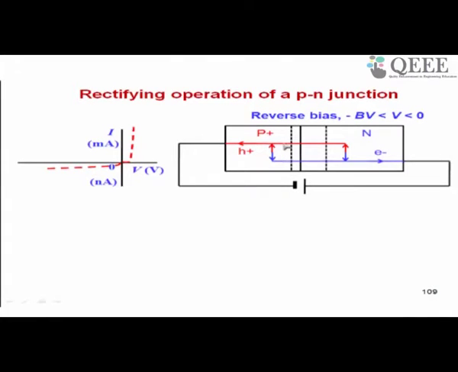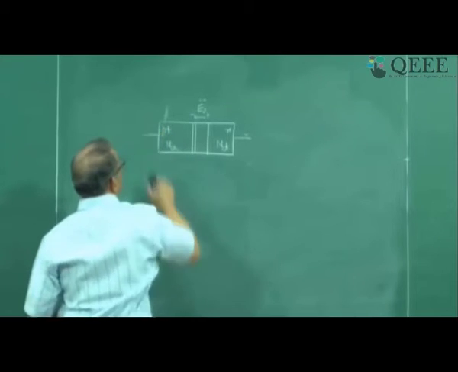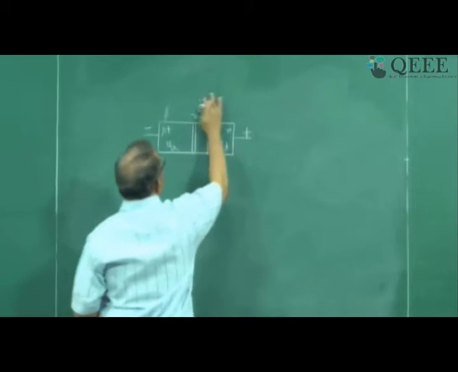Now let us explain why you have generation here in this case. Now the sequence of statements is this: applied voltage aids the built-in voltage, increasing the field in the space charge region. Right? Applied voltage aids the built-in voltage, increasing the field in the space charge region. Reverse bias direction is, this is N is positive, P is negative. So reverse bias, N is positive, P is negative.